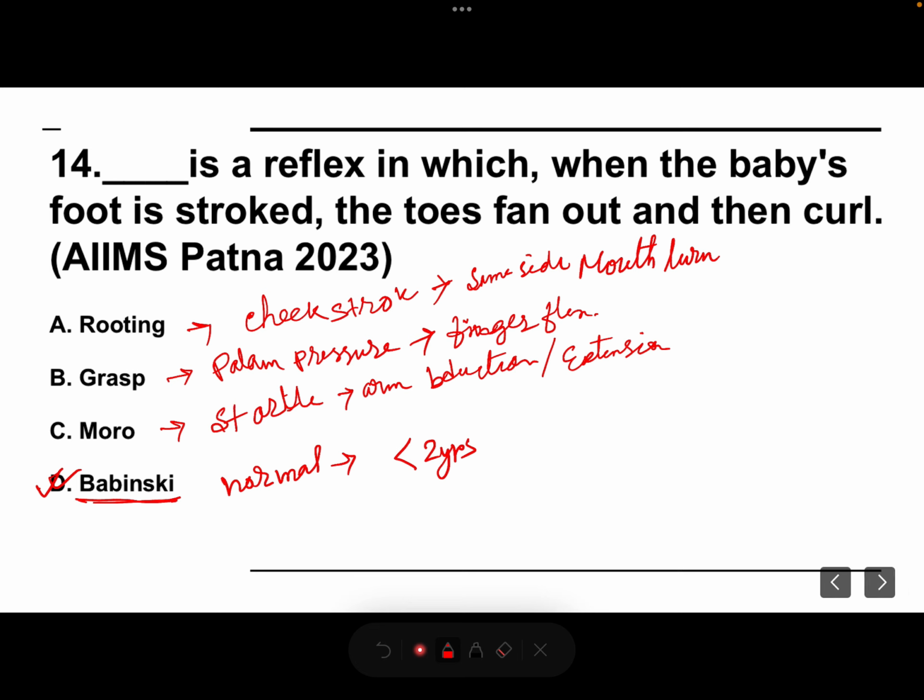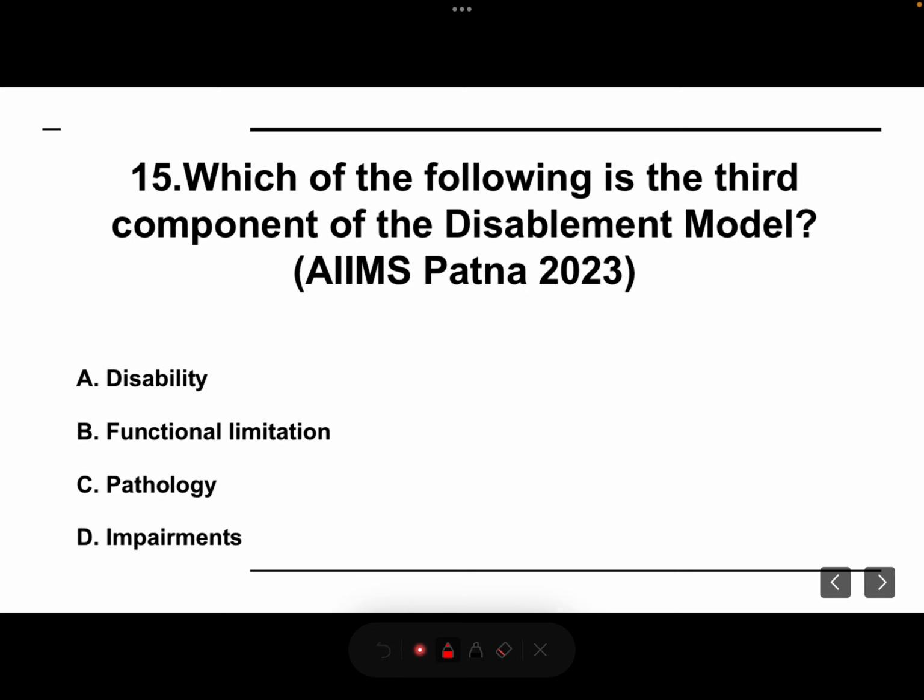Next, come to question number 15. Which of the following is the third component of the disablement model? I have also discussed in previous video. This is option B, functional limitation, Nagi's model.